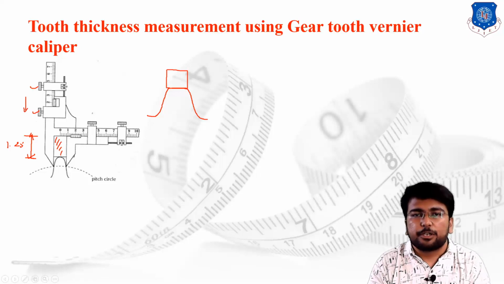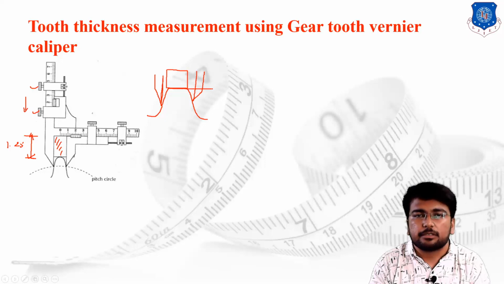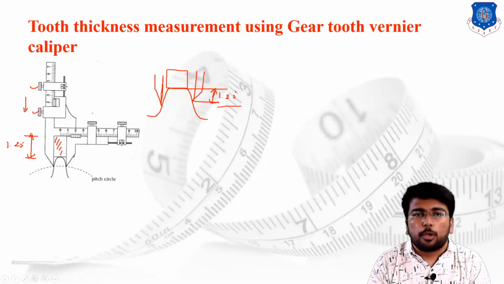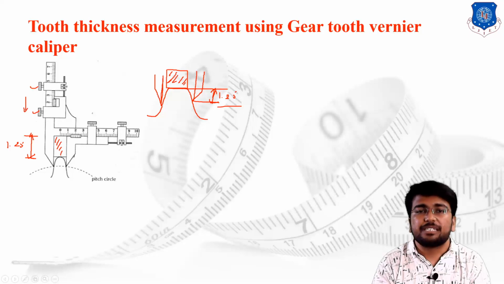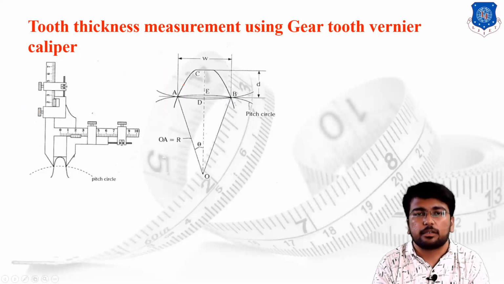And once this physical contact has been made, we can say that the height difference from the top to the end of the tooth will be, let's say, 1.25, because we have already set this particular height difference. So by providing the vertical jaw, you can make sure of the particular depth at which the width is going to be measured, we are defining the depth value. So this is the basic requirement of the vertical setup in the vernier caliper.